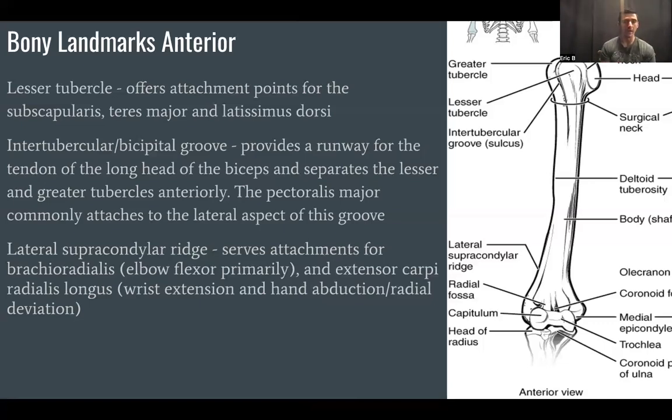Then we also have the lateral supracondylar ridge, which would be right over here, and it serves as attachment points for the brachioradialis, which is primarily an elbow flexor. It is a biarticular muscle, but it does help with a lot of elbow flexion. And then the extensor carpi radialis longus, which helps out with wrist extension and hand abduction.